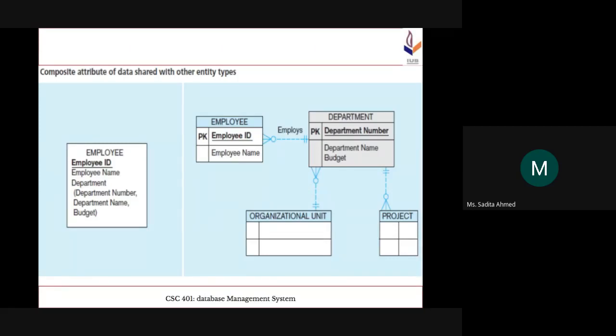Because what if department is associated with other entity types? A department may have many projects, a department may belong to an organizational unit. How do we represent that information? We can't do that following the design on the left-hand side.